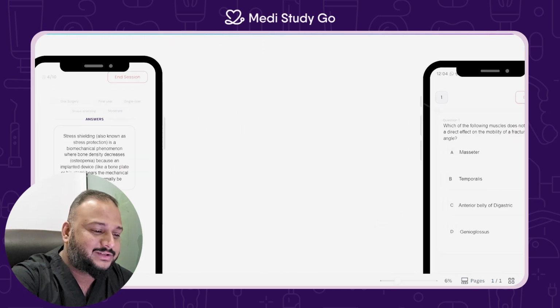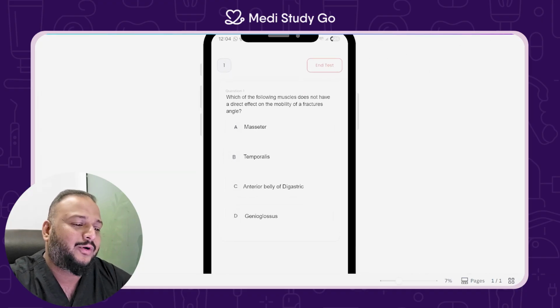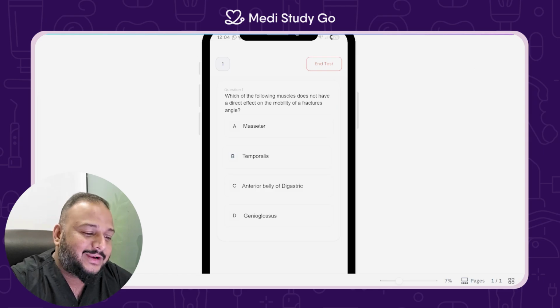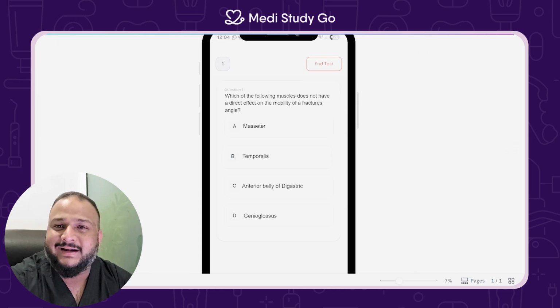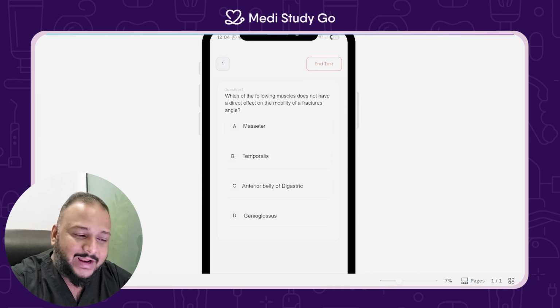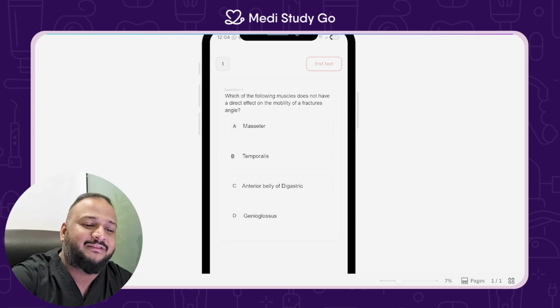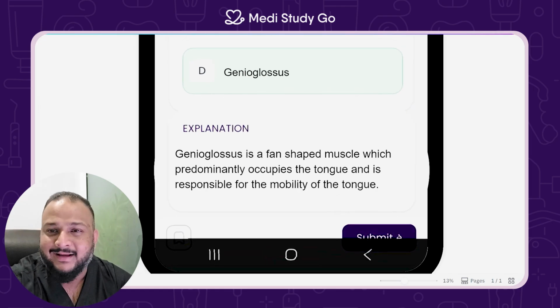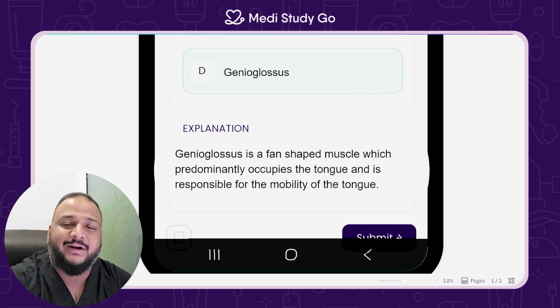And my last question for today is going to be, which of the following muscles does not have a direct effect on the mobility of an angle fracture? Masseter, temporalis, anterior belly of digastric, and genioglossus. So technically speaking, masseter, temporalis, and anterior belly of digastric are all muscles of mastication. The first two are primary, the second one is a secondary muscle of mastication, but the genioglossus is a fan-shaped muscle which resides inside the tongue. It does not have a marked effect on the mobility of any of the mandibular angle fractures.